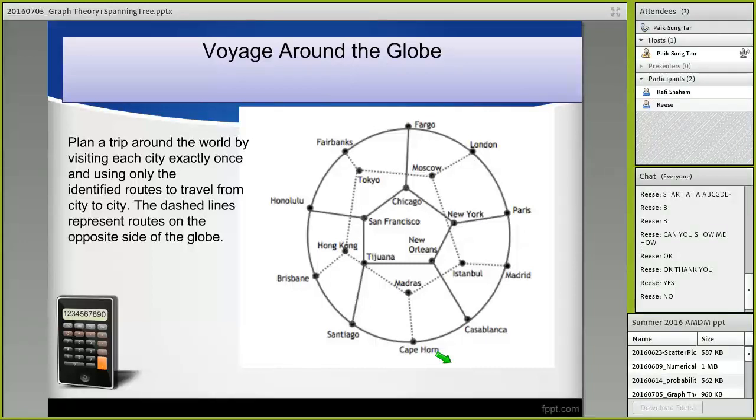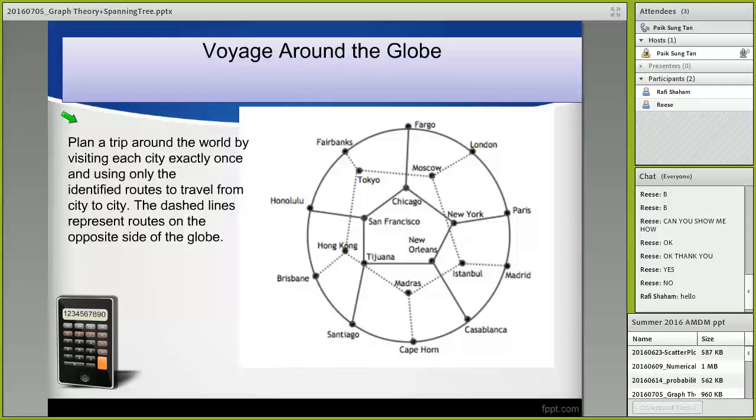Oh, hi, Rafi. Welcome. We are working on Euler's circuit and Euler's path. Happy to see you here. This is your first time. Yay!